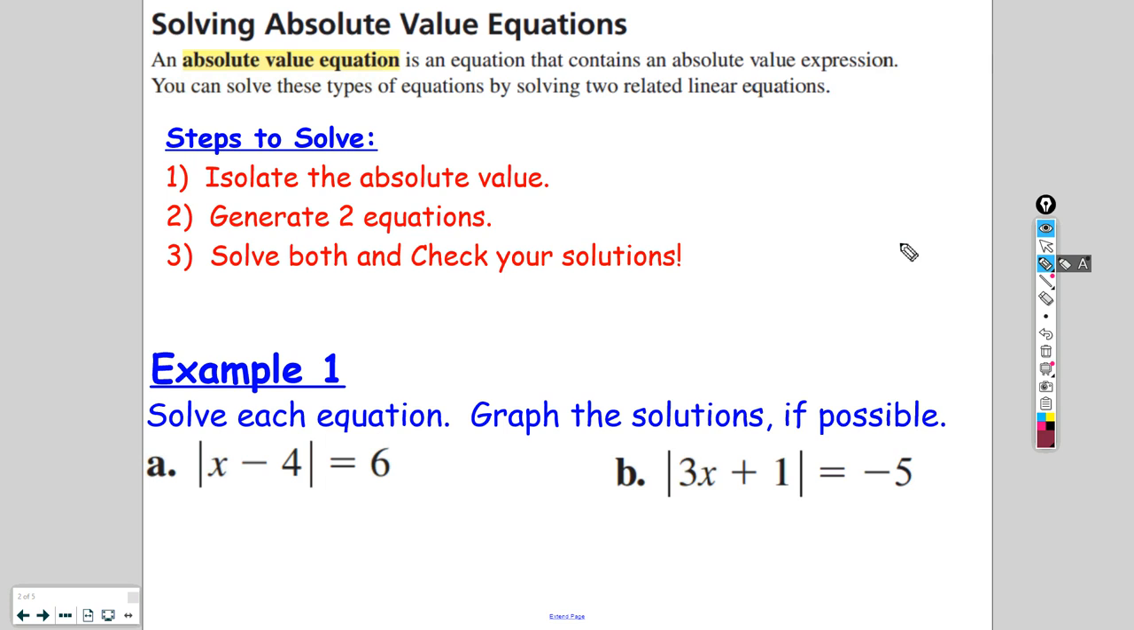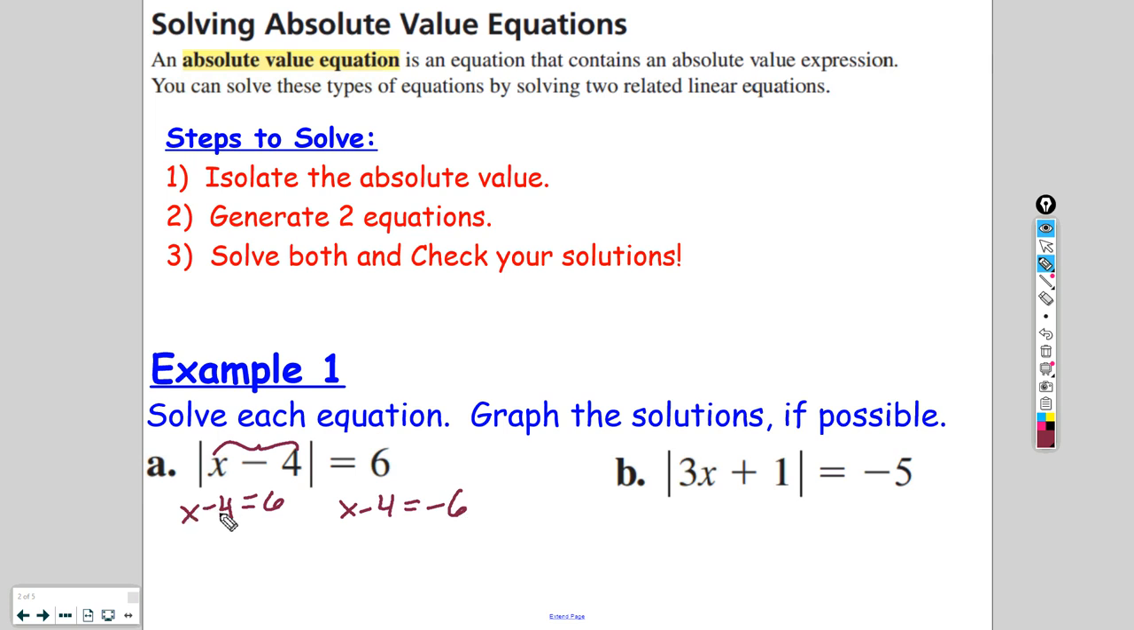In example 1, part A, it says the absolute value of the quantity x minus 4 equals 6. Remember what an absolute value means. It just means that the distance from 0 on the number line is 6. So whatever this is, it's 6 units away from 0 on the number line. So if we're thinking about where this quantity could be, it could be at 6, and it could be at negative 6. So this is step 2 when it says generate two equations. What's inside the absolute value expression is 6 units away from 0, so it can be at 6 or negative 6.